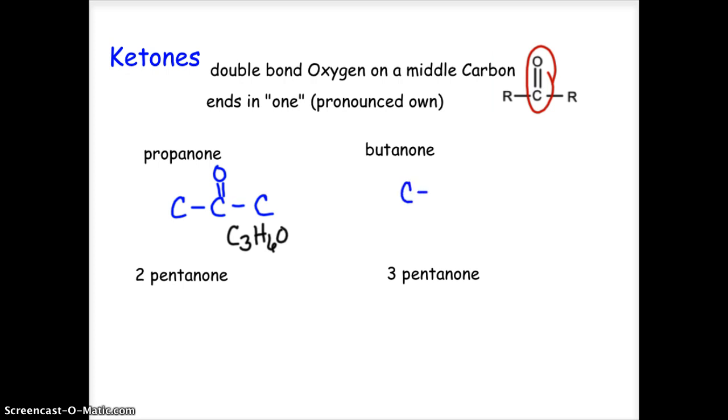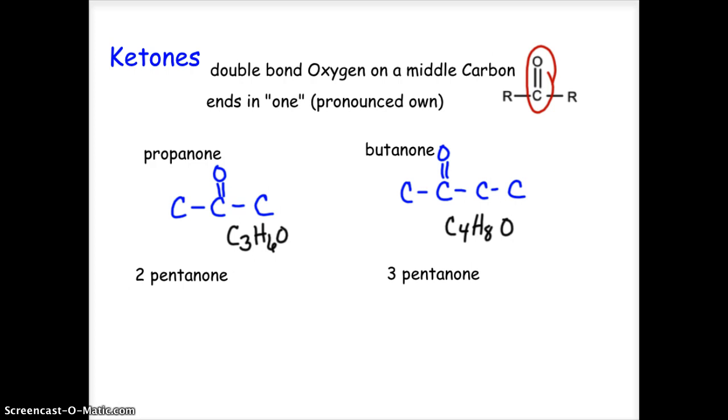Butanone would have 4 carbons. And with those 4 carbons, you could have that double bond oxygen on that first or that second carbon. Again, remember it has to be a middle carbon. And that would have a molecular formula of C4H8O. That is its molecular formula.